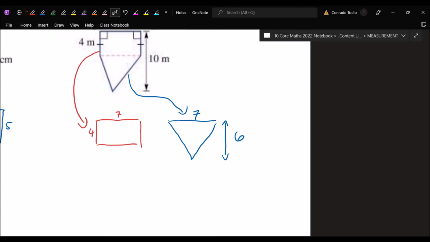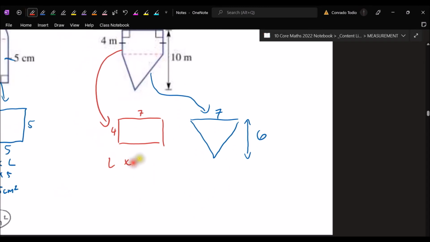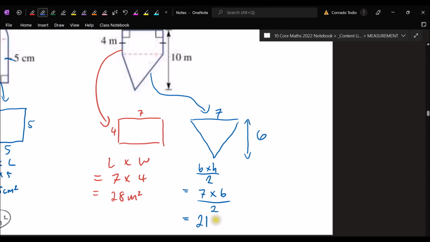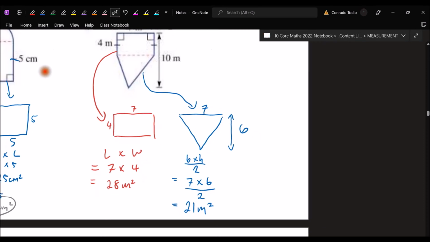All right, so area of a rectangle, really easy. It's length times width. So it's going to be 7 times 4, which equals 28 meters squared. Easy. For a triangle, if you forgot the formula, again, look at the sheet that I gave you. But the formula is base times height divided by 2. So that's going to be a base of 7 times a height of 6 divided by 2. What's that? 42 divided by 2 is 21 meters squared. Nice and easy. It's not too hard, I think.